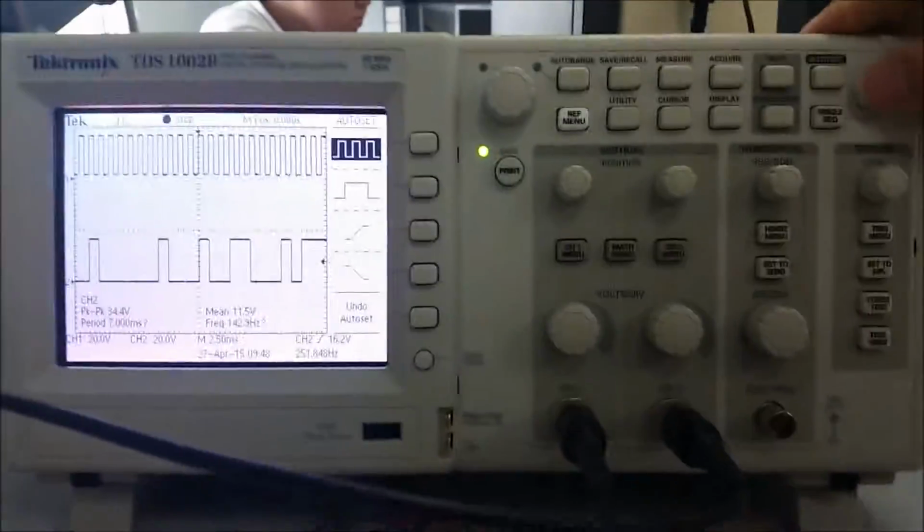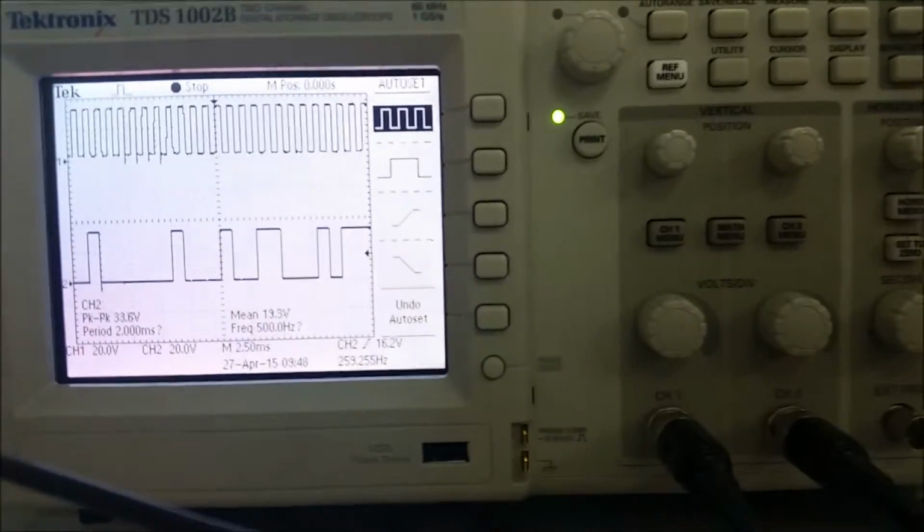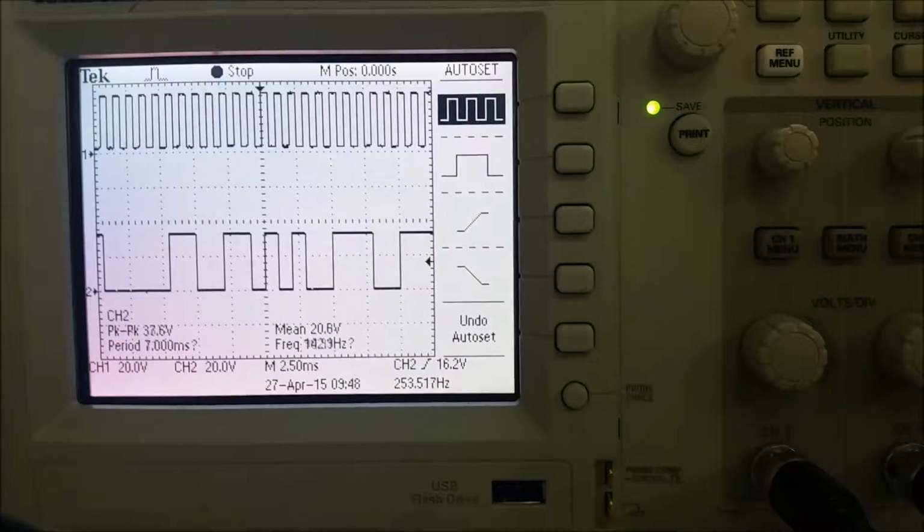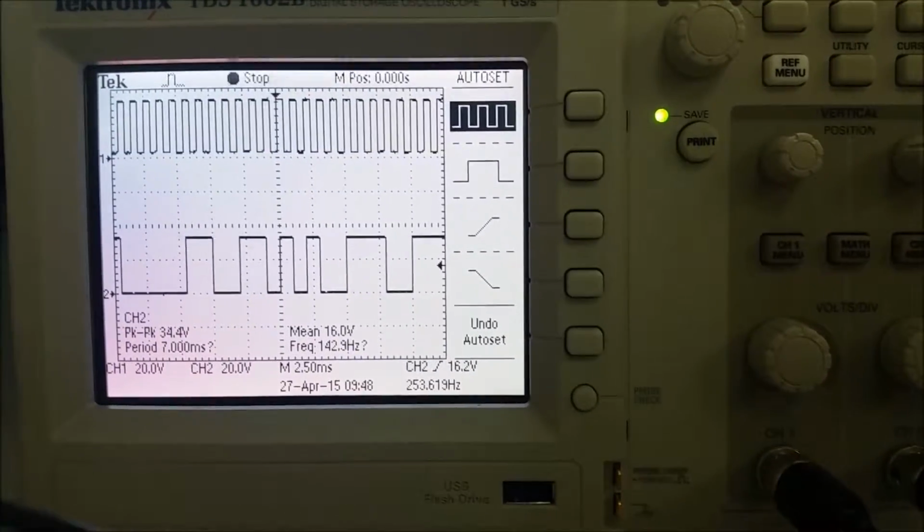So I will demonstrate my graph. You can see that we can obtain a pseudo-random bit sequence. Thank you.